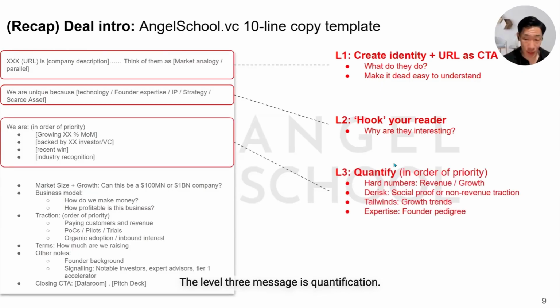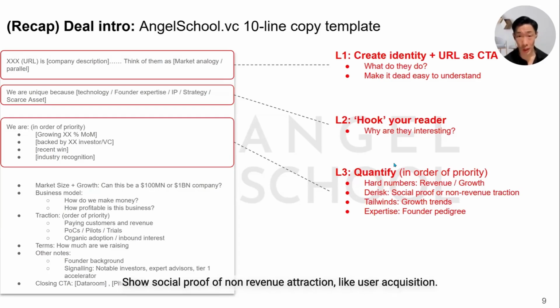The level 3 message is quantification. You establish what the company is. You said something interesting. Now give some numbers to back it up. What do investors care about? Hard numbers like revenue and growth matters. De-risking is important, right? Show social proof or non-revenue traction like user acquisition. You can rely on things like founder pedigree features.